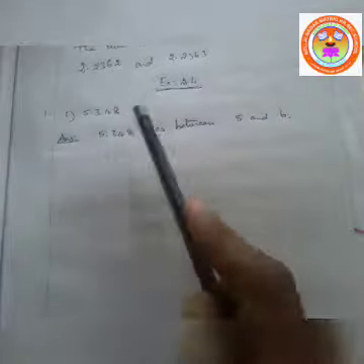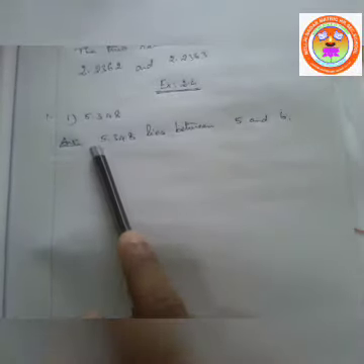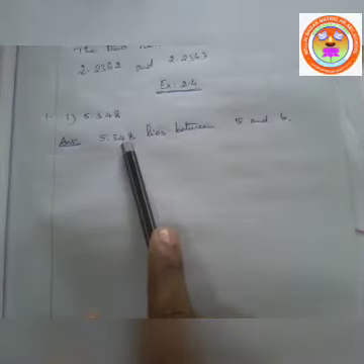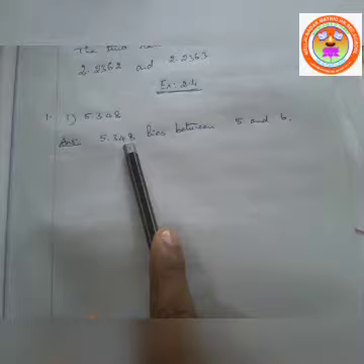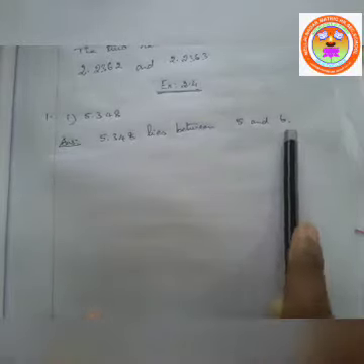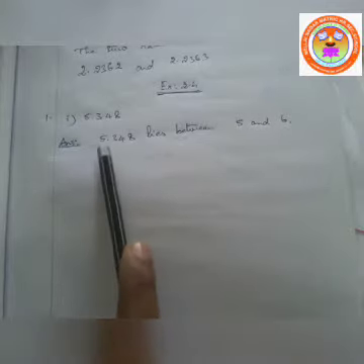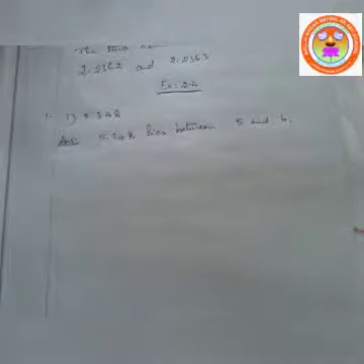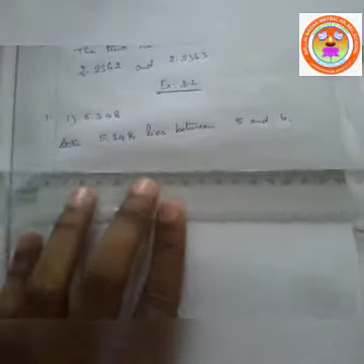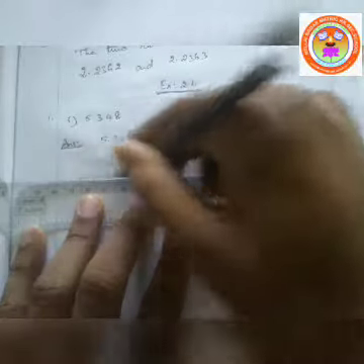So after writing this 5.348, we have to first say that this 5.348 lies between 5 and 6. Obviously it lies between 5 and 6. What we have to draw? We have to draw a number line. I am going to draw a number line. Draw like this.